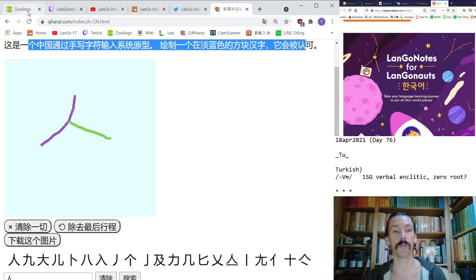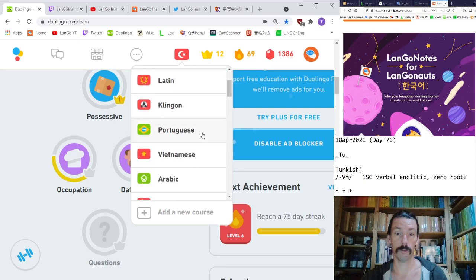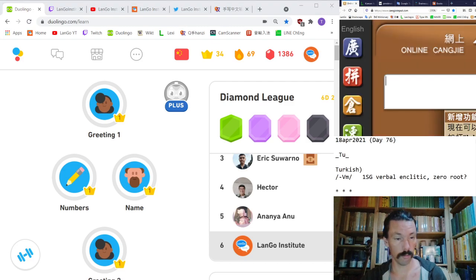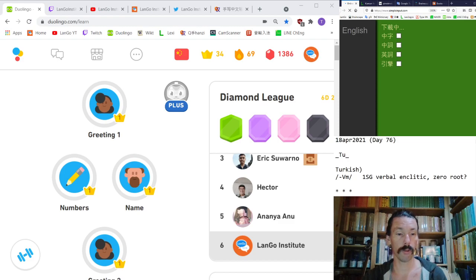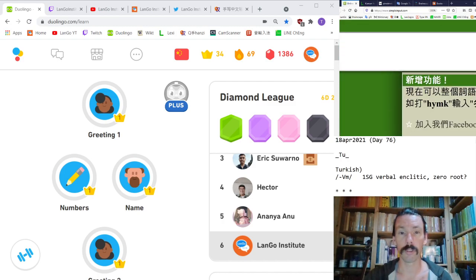QHANZI.com for this one. Language, Chinese. My other favorite thing to use, I'll use the express form today of 仓颉 or CJ input, which is graphic decomposition. I'll try to call that as I go.